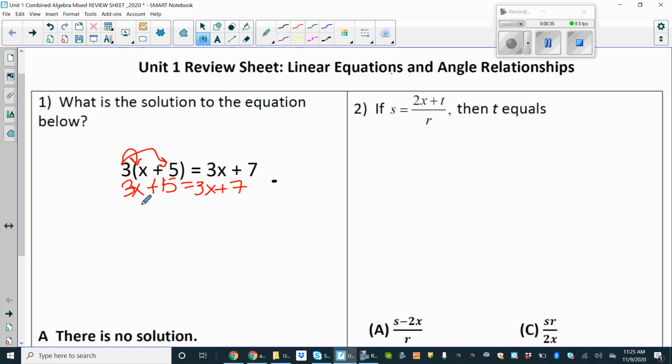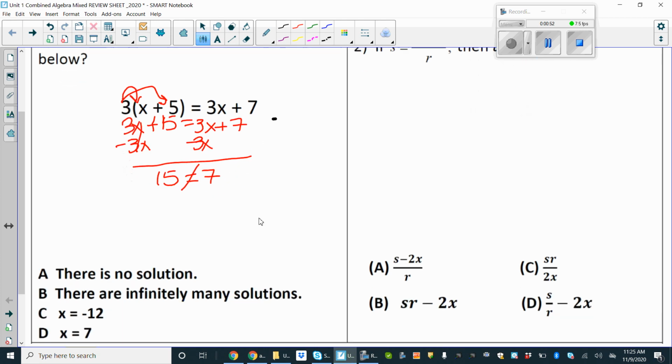Now we have x's on both sides, so we subtract 3x from both sides. And we're left with 15 equals 7. And we know these numbers are not equal. They will never be equal. So therefore, our answer is A, no solution.